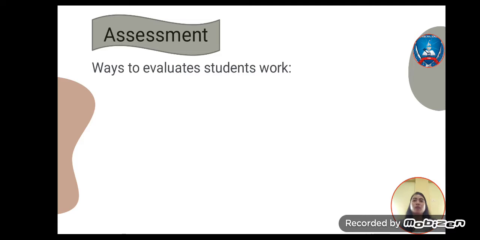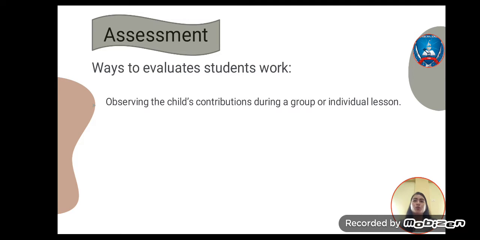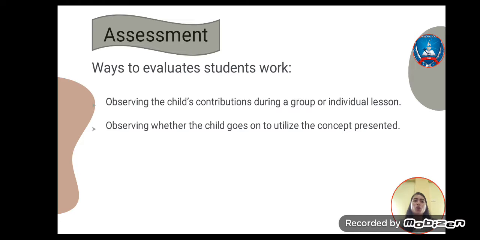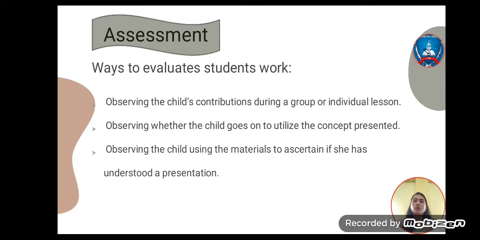So there are ways to evaluate students' work. One is observing the child's contribution during a group or individual lesson. In this scenario, the teacher will be able to observe the capability of the learning stage of the learner, observing whether the child goes on to utilize the concept presented. Observing the child using the materials to ascertain if he or she has understood the presentation. And after that, there is also discussion of the child's work.